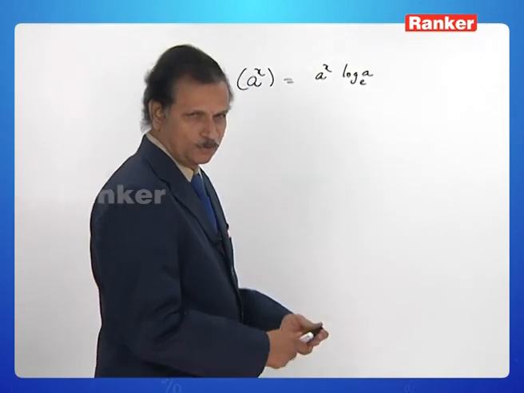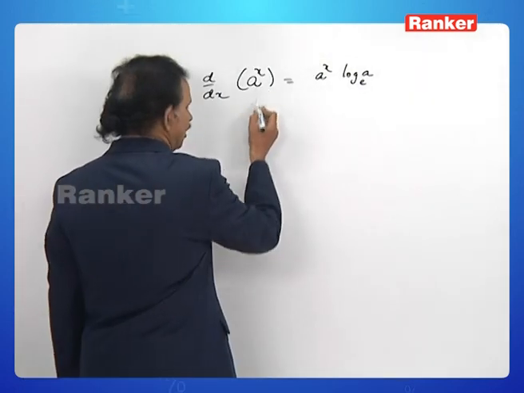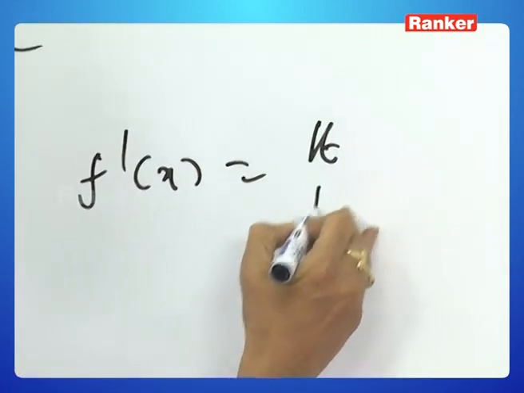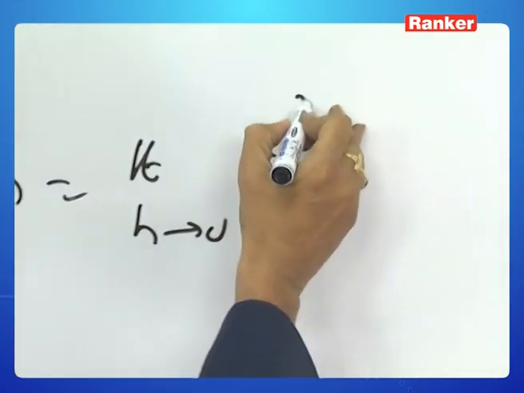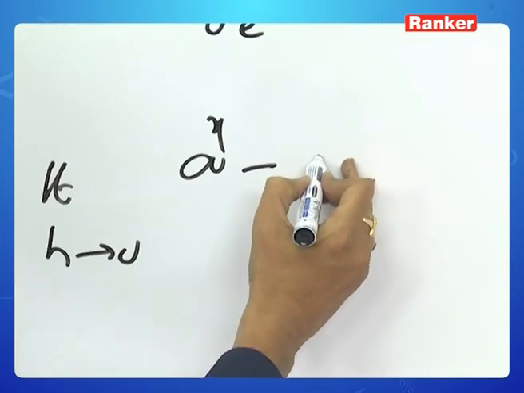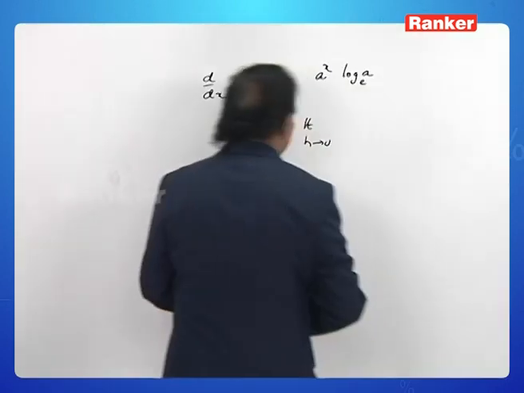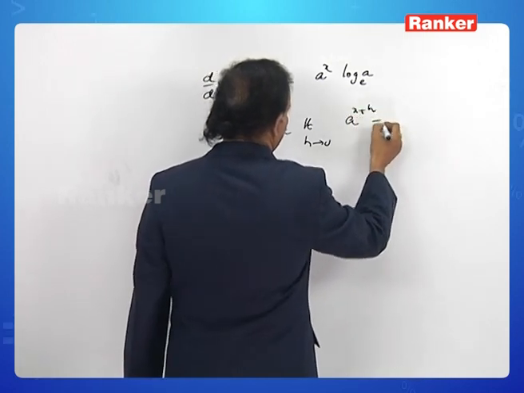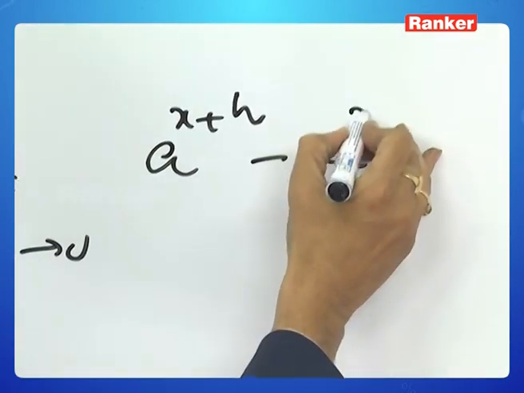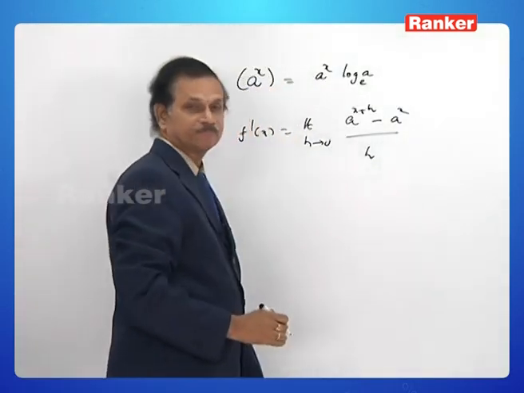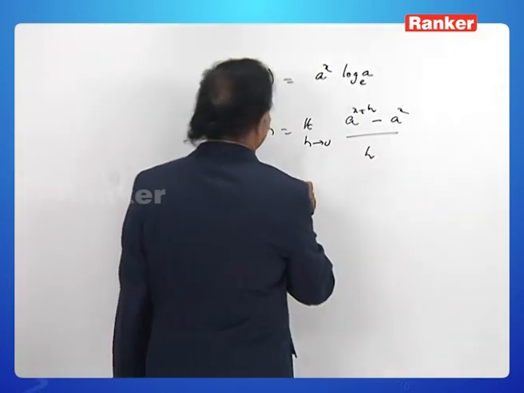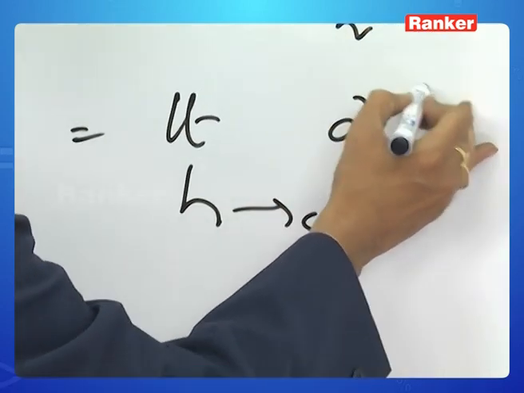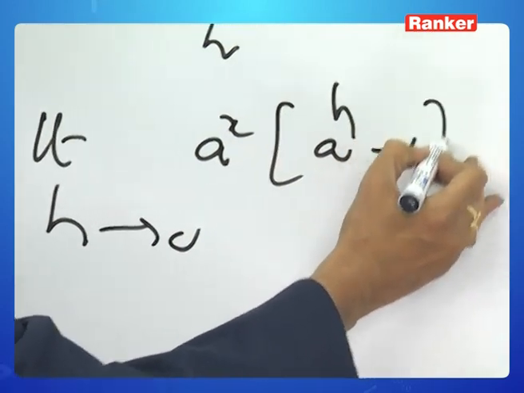Do you want to have the proof? It's very simple. Let me call this f of x. f dashed x is therefore equal to limit as h tends to 0, f of x plus h minus f of x, by h, which is limit as h tends to 0, a power x plus h minus a power x, by h. This is equal to limit as h tends to 0, a power x into a power h minus 1, by h.